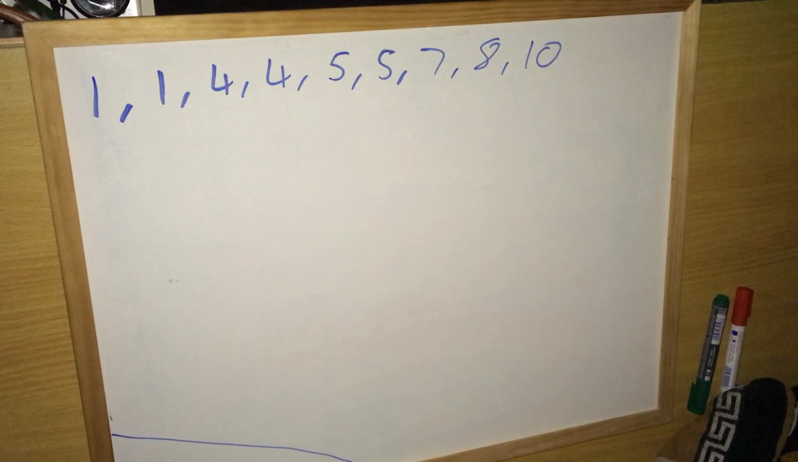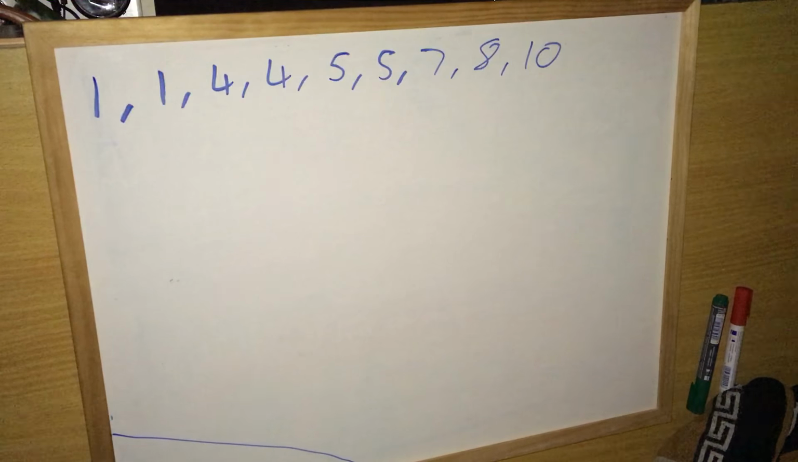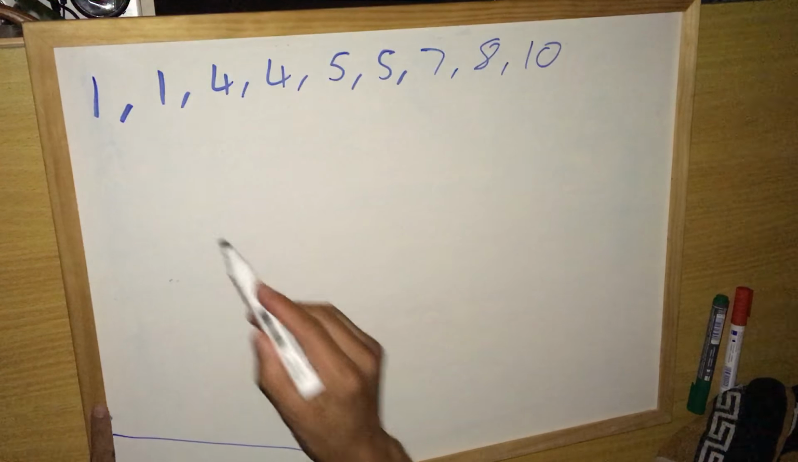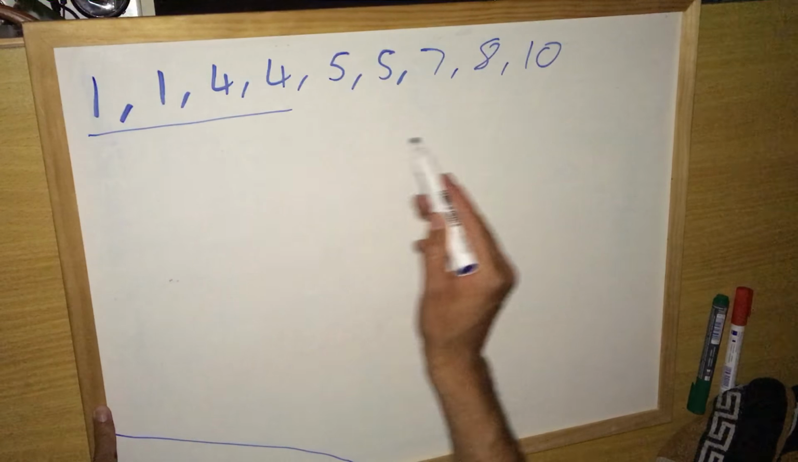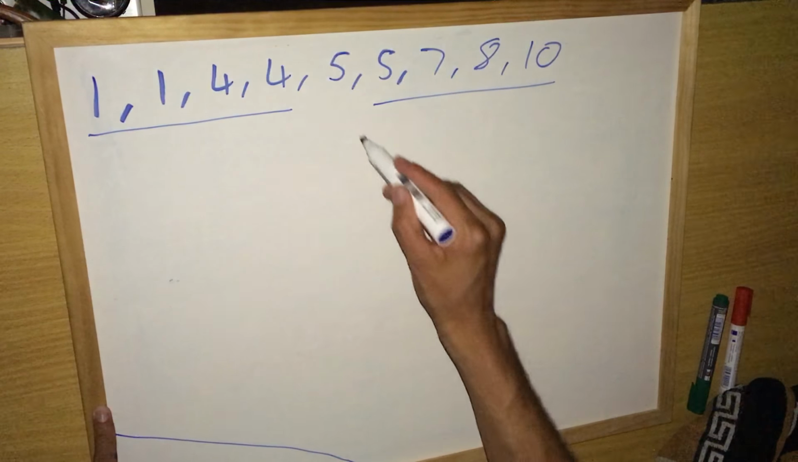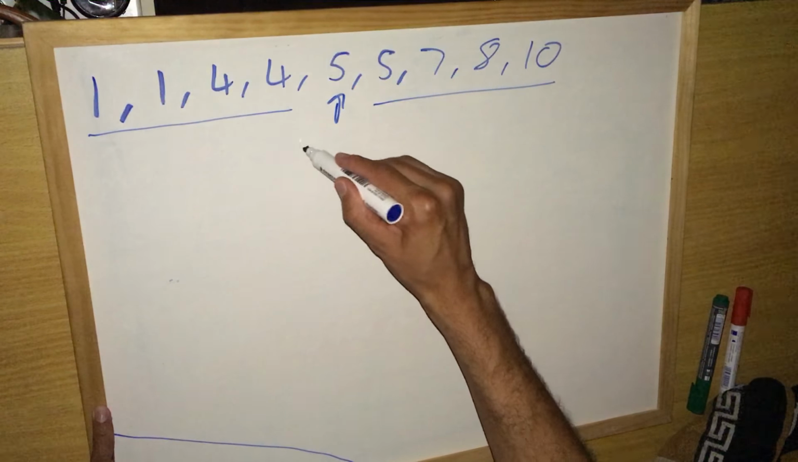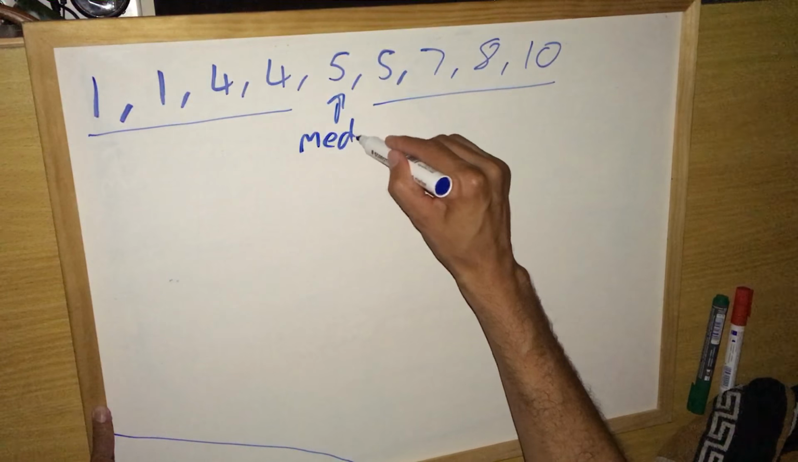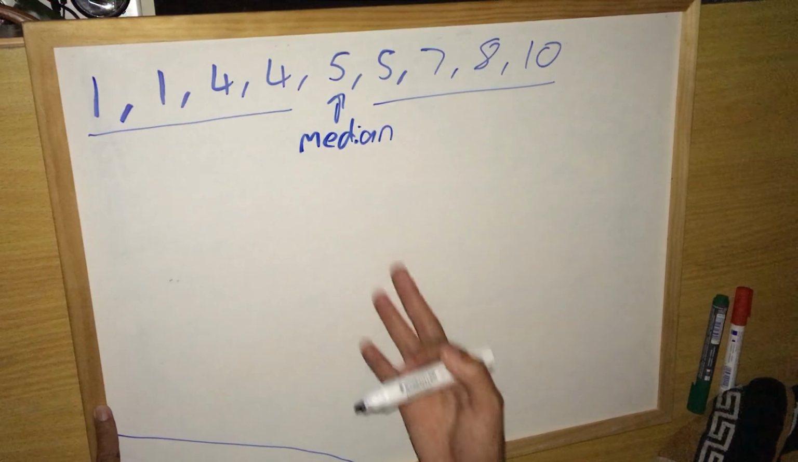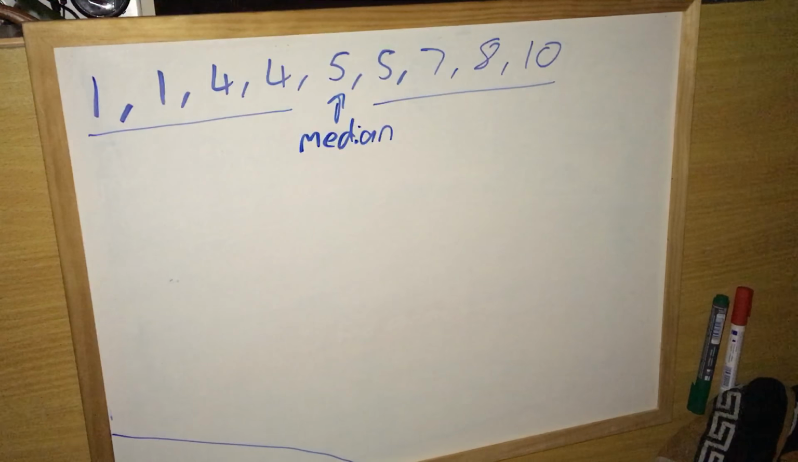So, first interesting thing to know about your class is, how did the middle person do? So, we've got 4 people over here, and 4 people over here, and so the middle person is here. The middle person is called the median. So the median score is 5. And that's all very well and good.